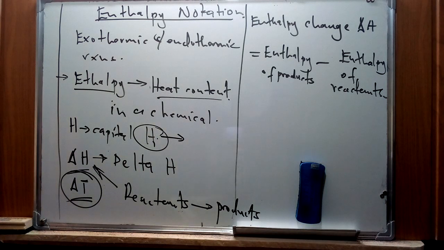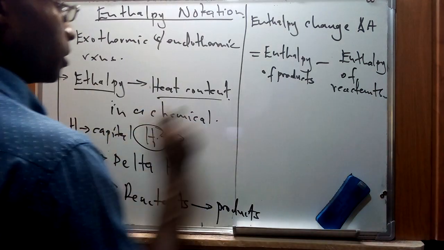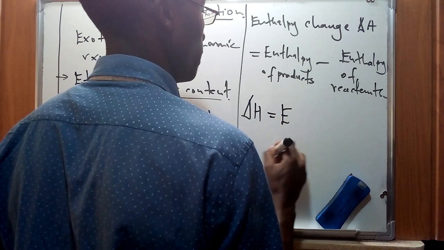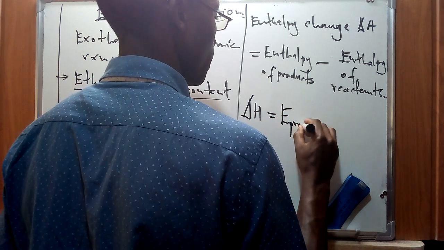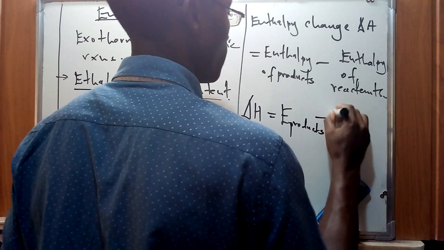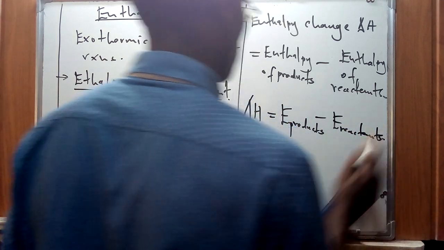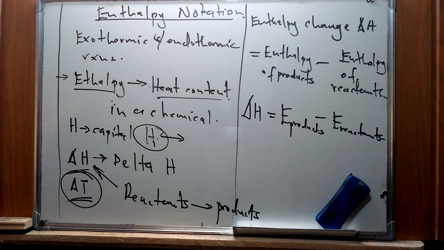So that's an equation that is going to represent the change in enthalpy. And as we said, this delta H is a form of energy. Therefore, you can use this equation for the delta H, which is enthalpy of product minus enthalpy of reactant. So in equation form, that's how we can represent the enthalpy change.